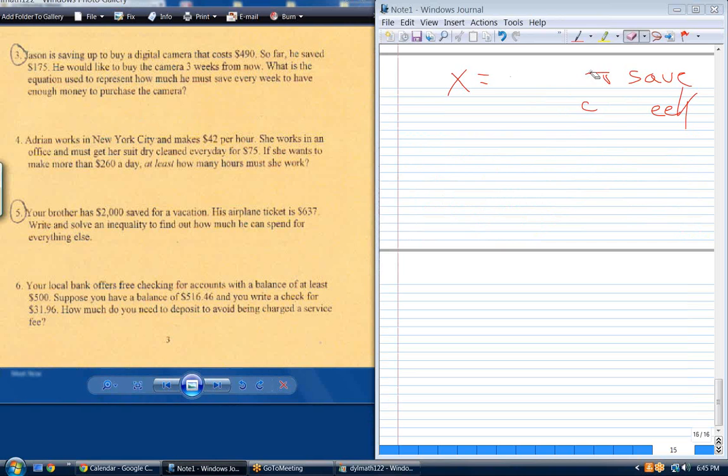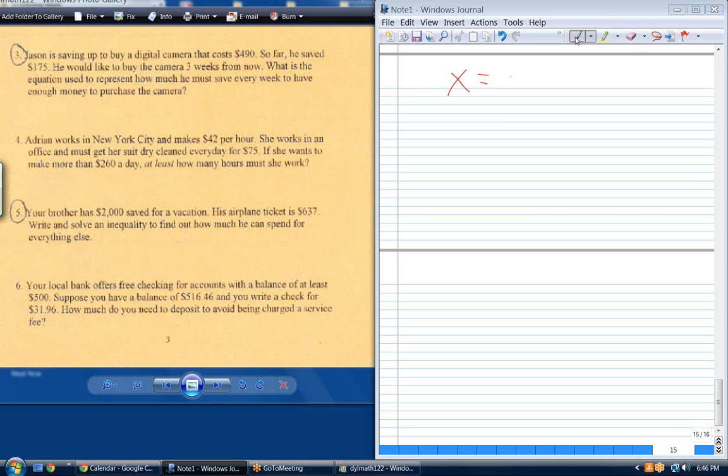All right. So number 5. Okay, so your brother has $2,000 saved for vacation. His airplane ticket is $637. Write and solve an inequality to find out how much he can spend for everything else.